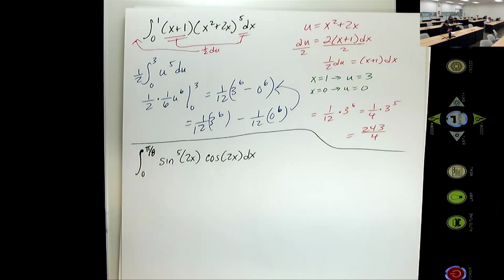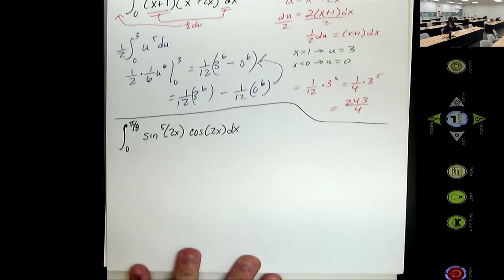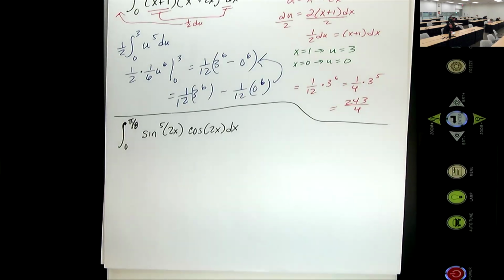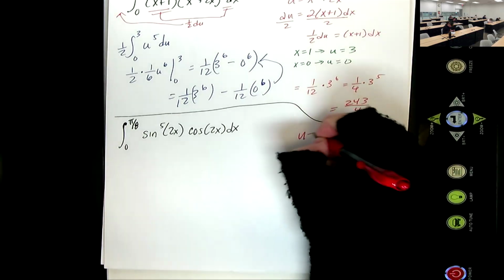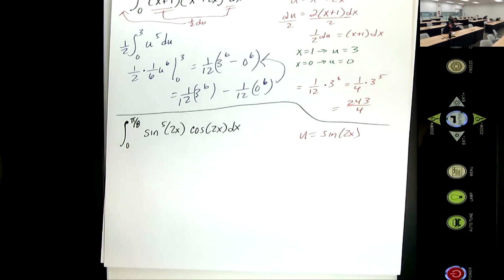Ugh. What's going on here? What kind of bullshit is this? Make sure everyone's on the same page. What's the good choice for the u up here? Sine of 2x. Yeah, go with that. I'll let you run with it for a little while before we get together.